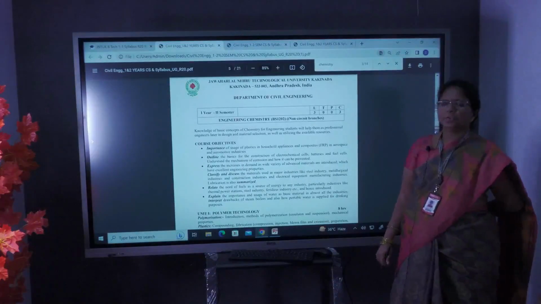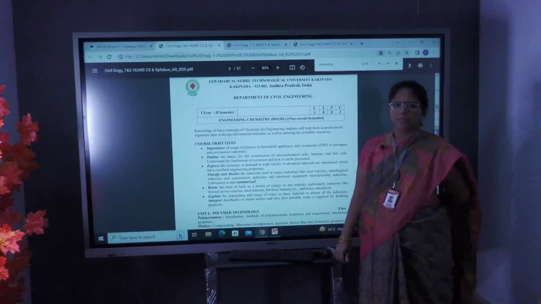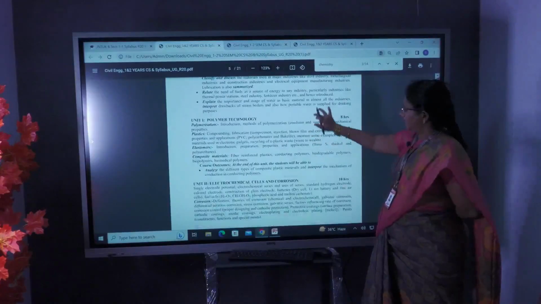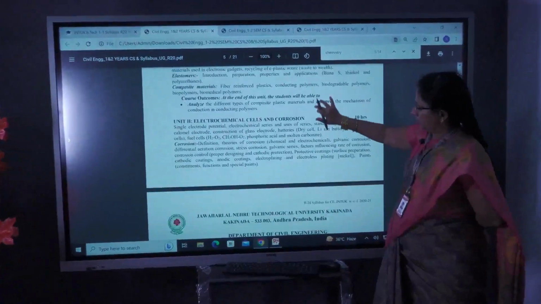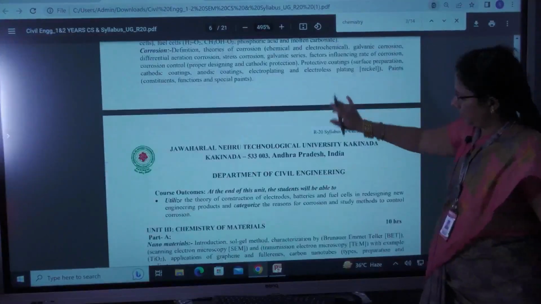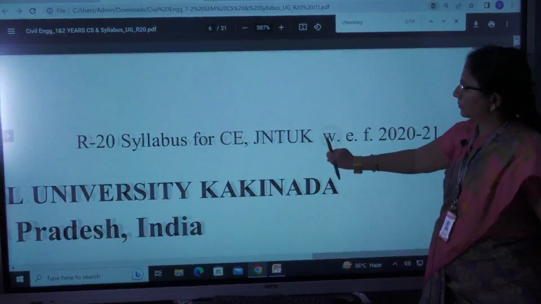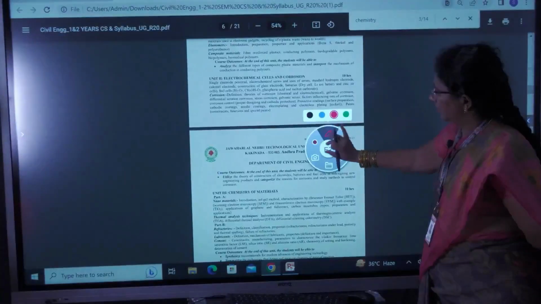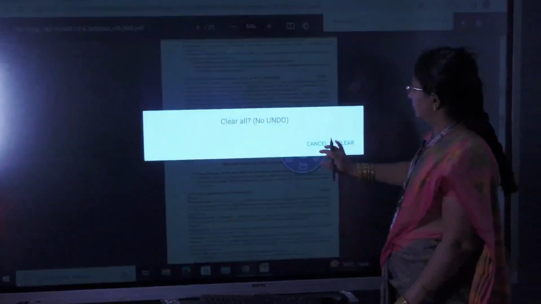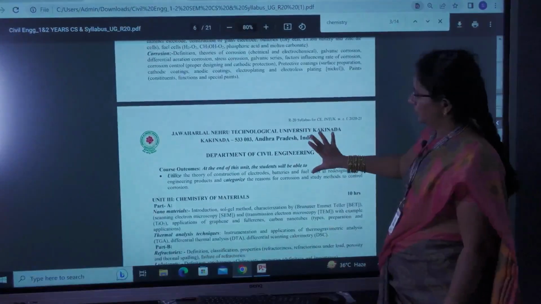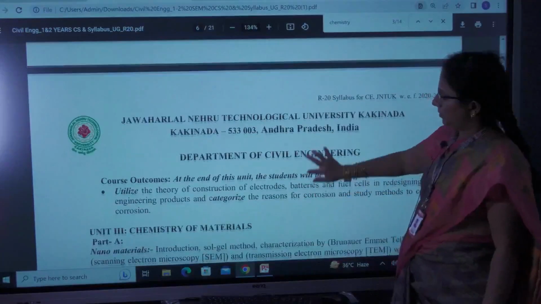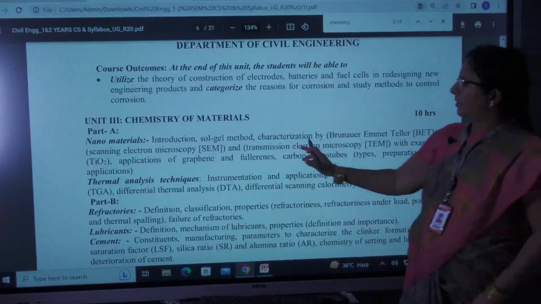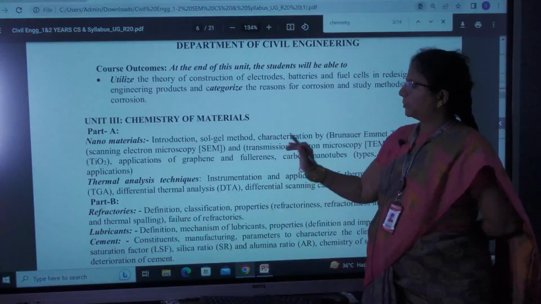Today I am going to start Unit 3 of the course Engineering Chemistry. So Unit 3 of the Engineering Chemistry course is Chemistry of Materials. Before going to discuss this unit, I will tell you the objectives of this unit.